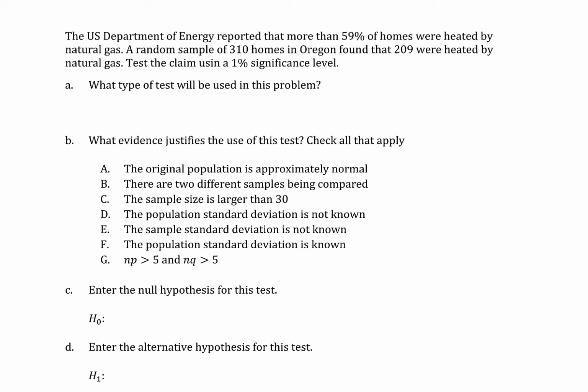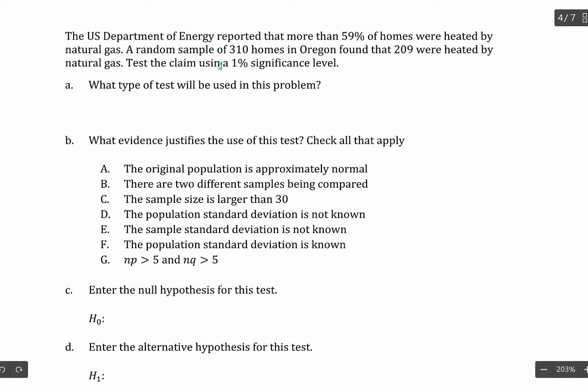The U.S. Department of Energy reported that more than 59% of homes were heated by natural gas. A random sample of 310 homes in Oregon found that 209 were heated by natural gas. Test the claim using a 1% level of significance. So what type of test will be used in this problem?